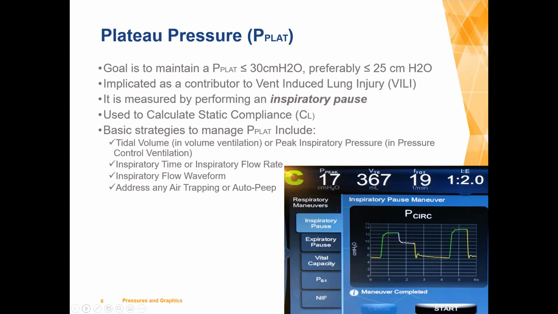Inspiratory time or inspiratory flow rate can also be used to deliver the breath more slowly. That can often get you a few points off the plateau pressure. Your inspiratory flow waveform can be a decelerating waveform. And then, of course, address any air trapping or auto-PEEP issues that you may have. I'll talk more about auto-PEEP and air trapping in a moment.